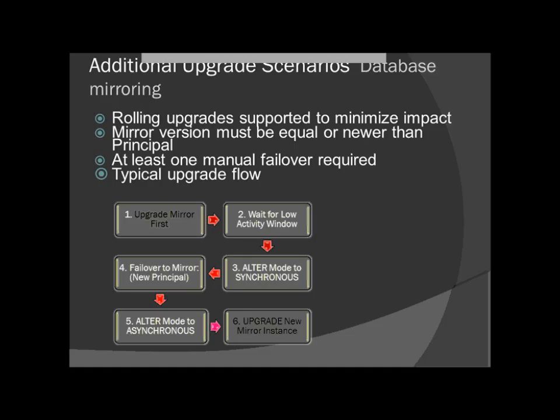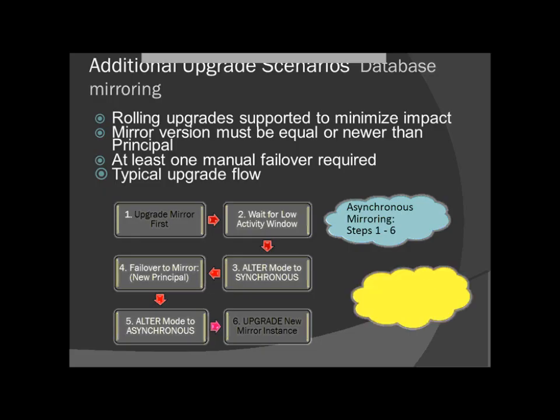The first step, upgrade mirror first, means the prerequisites that you need to install, and step 6 is exactly where the upgrade process starts. If you have an asynchronous mirroring setup, you're going to follow these steps 1, 2, 3, 4, 5, 6. But if you have just synchronous mirroring, you don't need to do all the steps. You can do the upgrade mirror first, which is prerequisites, jump straight to failover to mirror, upgrade your mirror instance, and do the failover and failback.